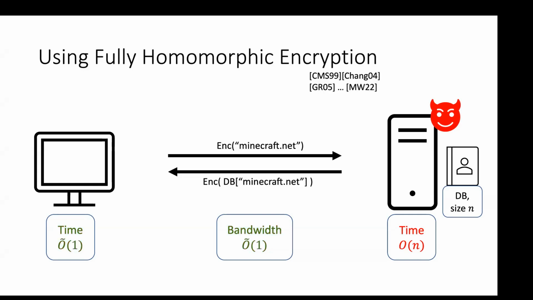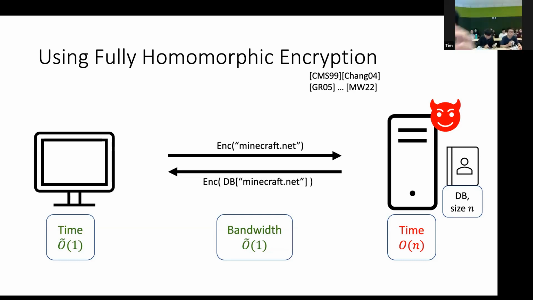Using fully homomorphic encryption, we can improve that naive scheme. The client can encrypt its query to the database, and the server performs homomorphic encrypted searching, which is still linear searching, and then returns the encrypted response to the client. Now the bandwidth will only be polylogarithmic, and the client time is also improved to polylogarithmic, but the server time will still be linear in n. Here we use the tilde-O notation to hide all the logarithmic factors.